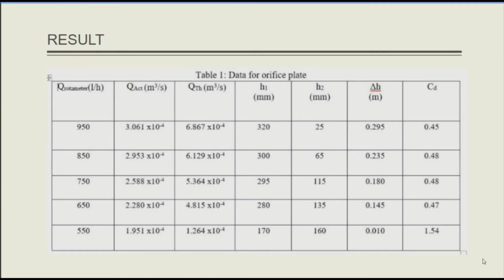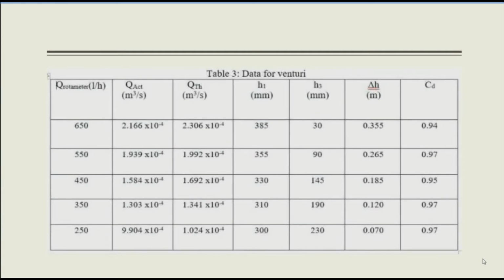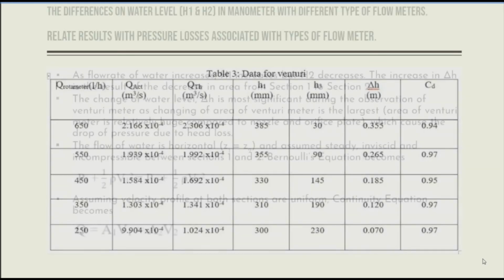Next, data for the nozzle. You can also see that as your flow rate increases, your H1 value increases as well, but your H2 value decreases. And then finally, for the venturimeter, the same trend can be seen here also. As your flow rate increases, your Q rotameter increases, your H1 increases as well, but your H3 decreases.